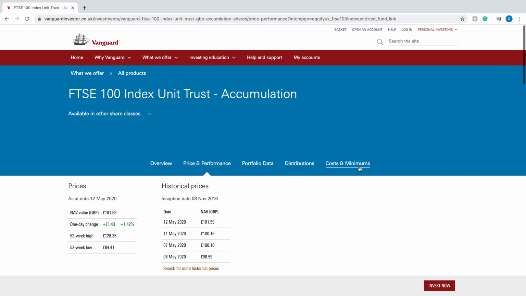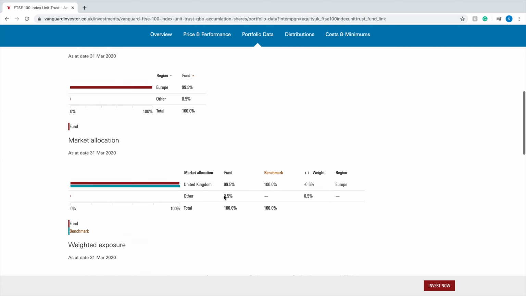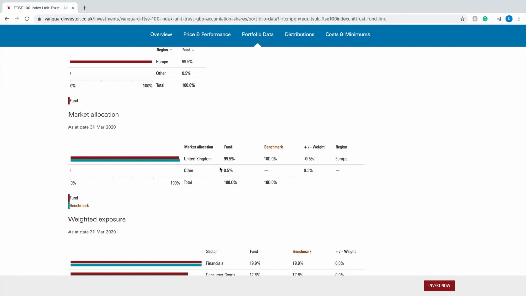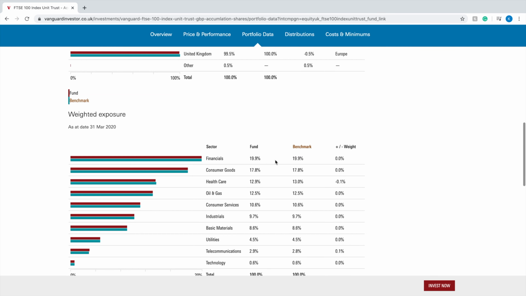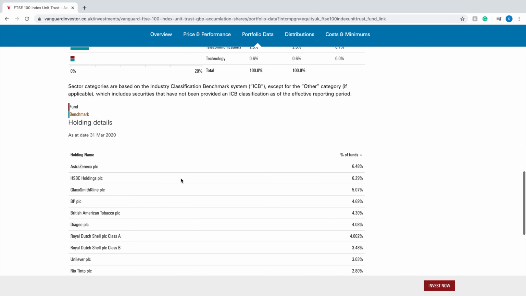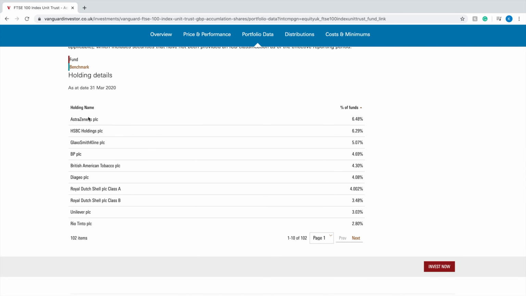And my personal opinion, the FTSE 100 doesn't do as well as some of the American counterparts. They tend to deliver much better returns over time. Again, as this is a UK-based index fund, it's pretty much invested in the UK, and it's mainly in financials, consumer goods, and healthcare, the top three sectors. And some of the holdings here, AstraZeneca, HSBC, GlaxoSmithKline, BP, are the large companies that it's invested in.